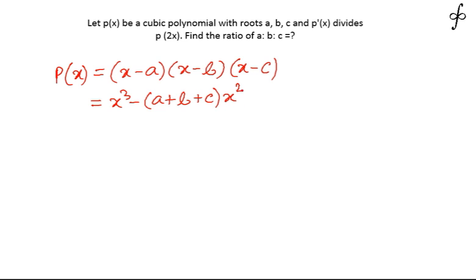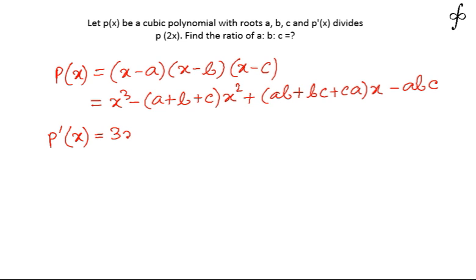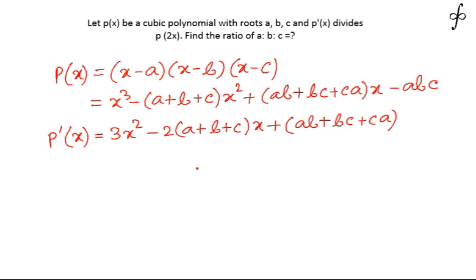plus c, into x squared, plus the sum taken two at a time, that is ab plus bc plus ca, into x, minus the product of the roots, that is abc. And now let us differentiate the function, P'(x). It's going to be 3x squared minus 2(a plus b plus c)x plus ab plus bc plus ca. The derivative is going to give you a quadratic polynomial.